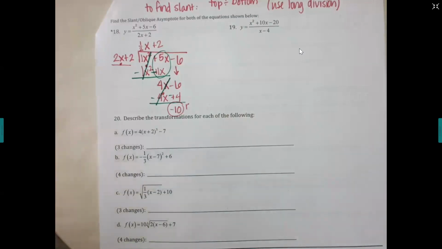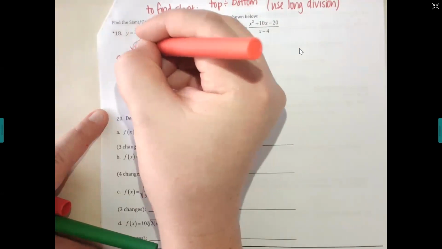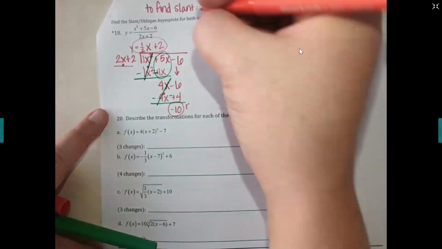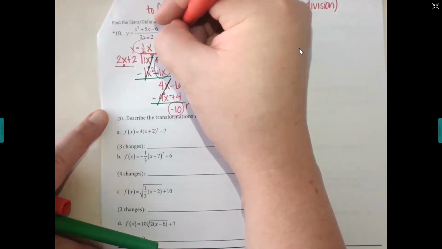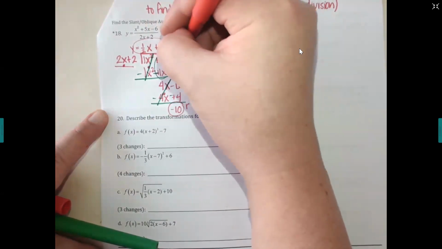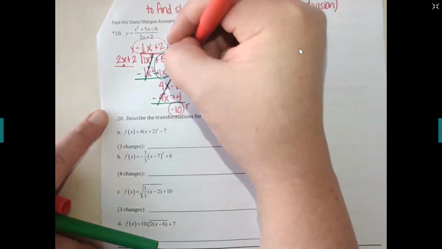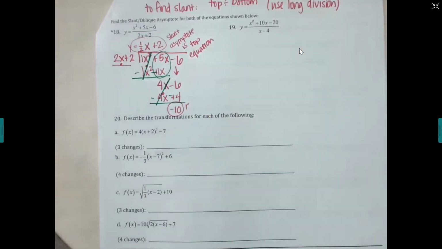Okay, but remember that your asymptote is what you've got at the top. You actually don't care about the remainder for asymptotes. You're just finding what would I have to divide by. So this is your asymptote right here. Okay. So I'm gonna put asymptote is top equation.